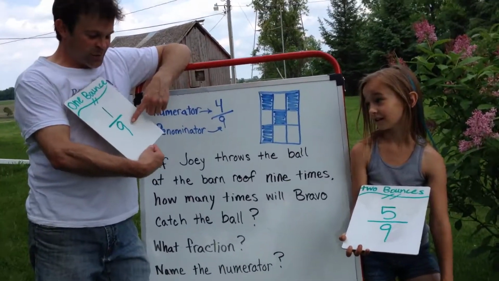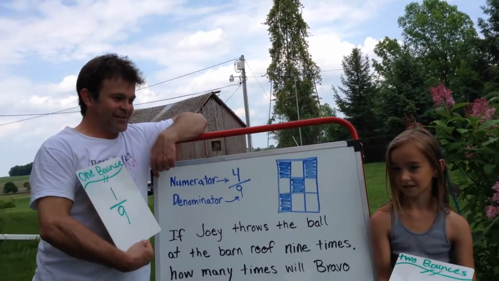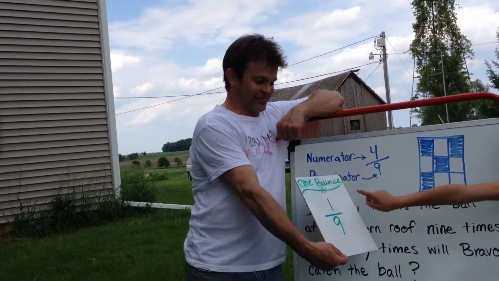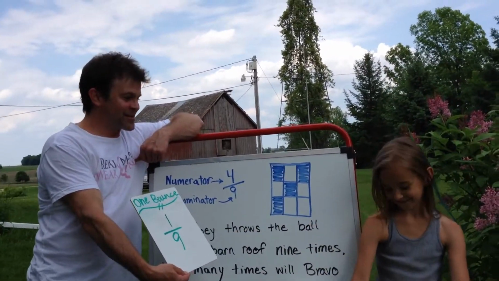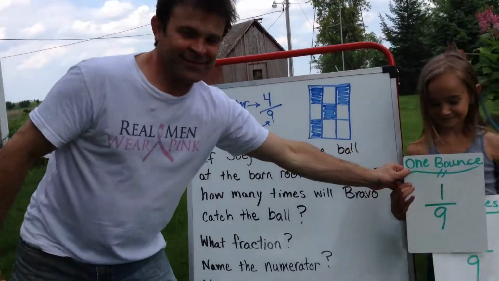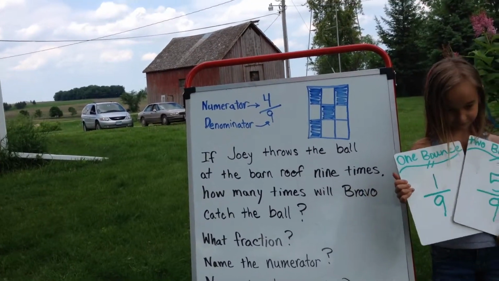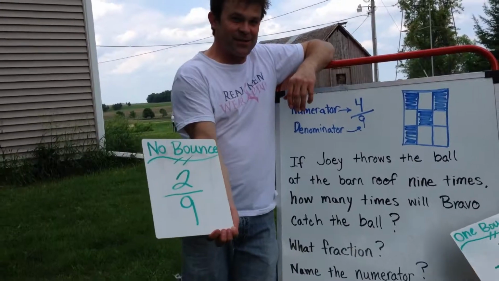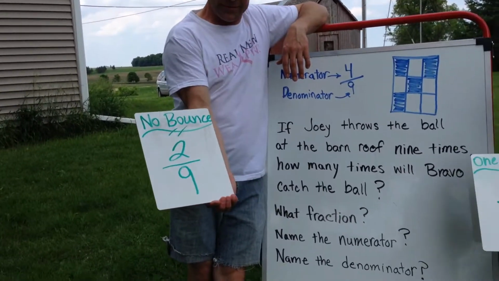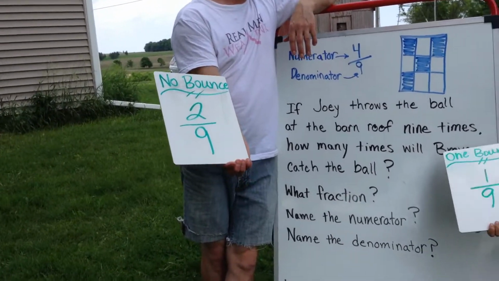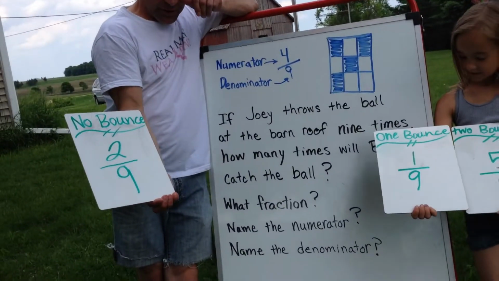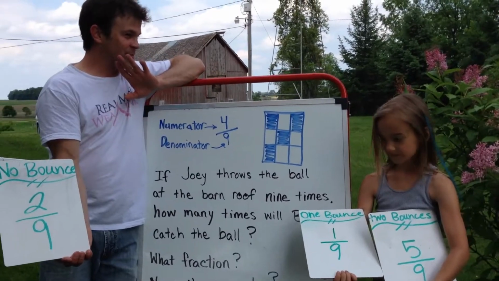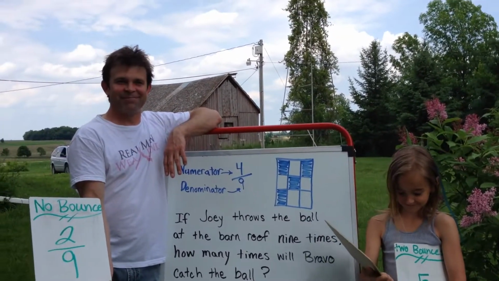Trick question? Not a trick question. Honest question. What's the denominator? Point to the numerator. Excellent. And let me get the other. And how many times did Bravo catch the ball when there was no bounce out of the 9 times? No bounce, caught it right off the roof. Twice. So out of 9 times, what is that fraction? 2 ninths. Thank you very much, Joey. Say thank you, Mr. Savage. Thank you, Mr. Savage.